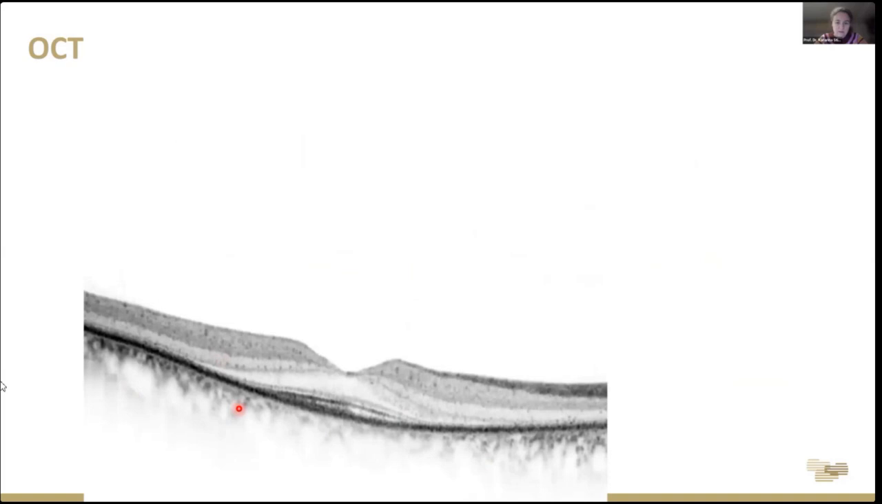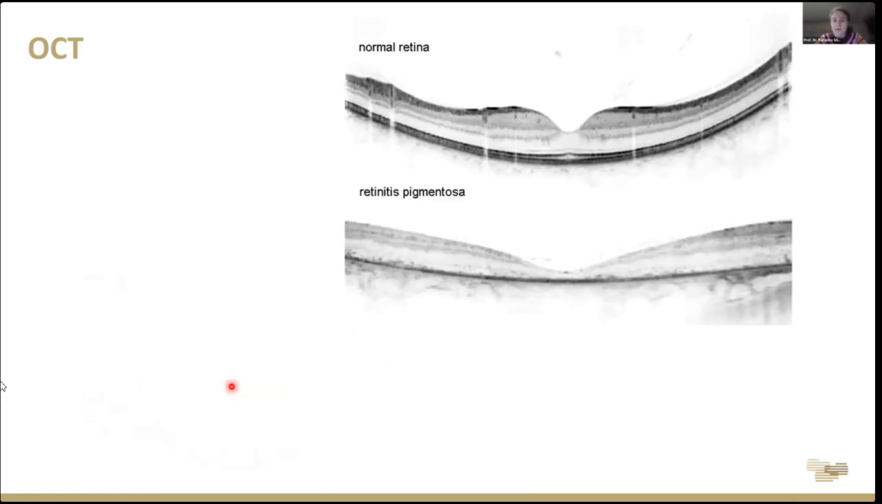In OCT, a typical finding is this smooth degeneration of layers, concentrically shaped, in comparison to a normal retina. This would be an end stage of retinitis pigmentosa, either non-syndromic or syndromic. As I said, it's not well distinguishable on the clinical findings, in the OCT with an atrophy of outer retinal layers.